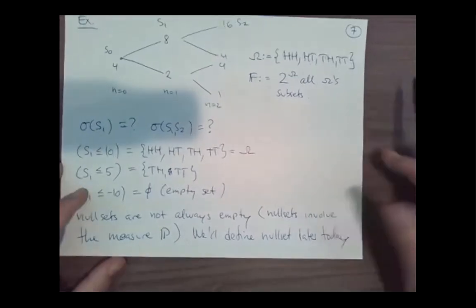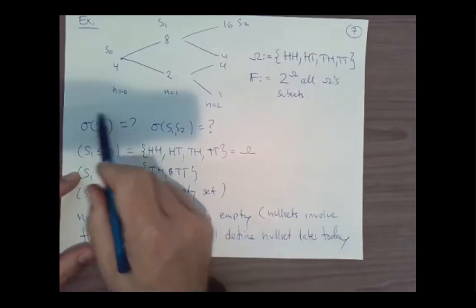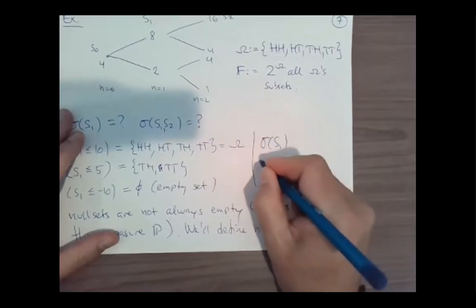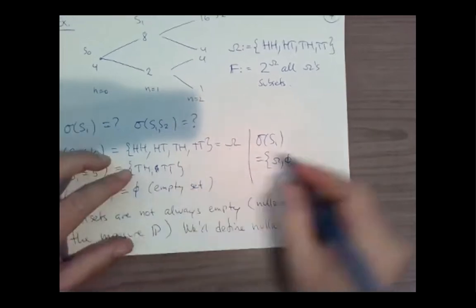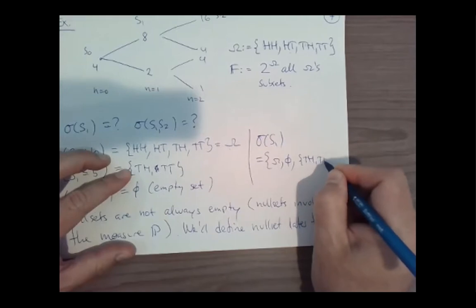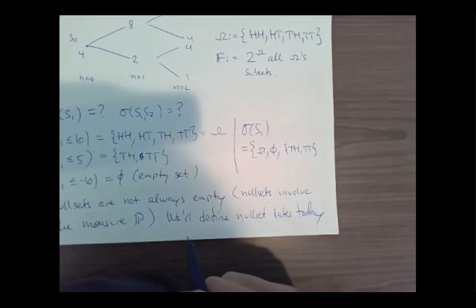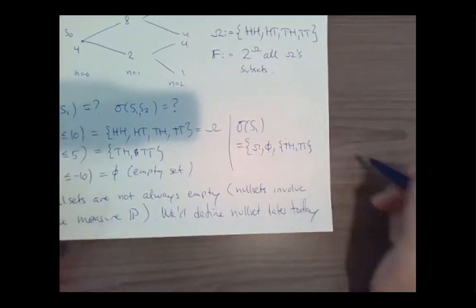So very good. What does that mean? There's all these things here. That guy, and that guy. They all have to be in here. So sigma of S1, I'm trying to write out what it is. It's going to be omega. It's going to be the empty set. It's going to be this one. What else? Is that good, or do we need more? Should we put a bracket here, or do we need more stuff in the sigma algebra?